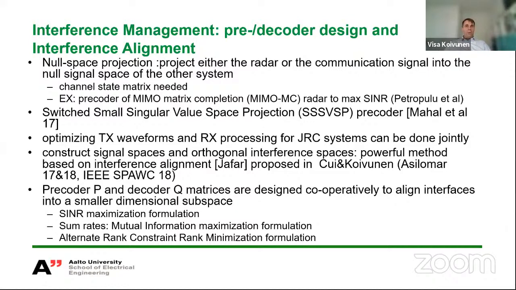Okay, so then some work we have done on interference alignment based interference management in this joint system. The idea is that you design precoders and decoders in a cooperative manner for the radar and communication systems and align interference into a very small dimensional subspace. You have this junkyard subspace that you steer all the interference into, and then the rest of the space is used as a single space, in order to make sure that you get interference-free radar operation or communication operation. And then we have designed multiple different criteria, a design maximizing sum rates based on a mutual information formulation, and then a rank constraint, rank minimization problem formulation for the same objective, to find a more efficient solution.